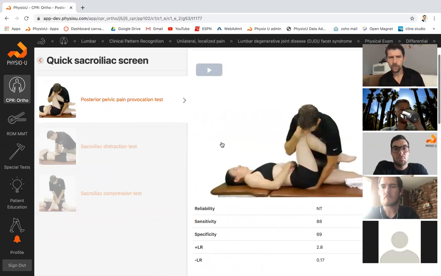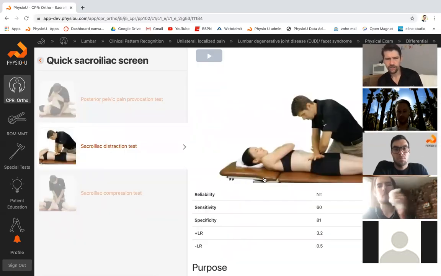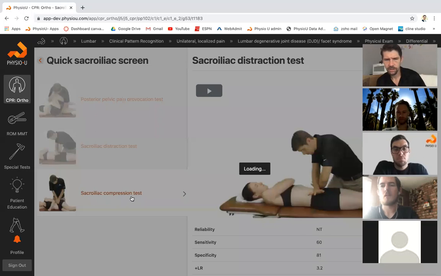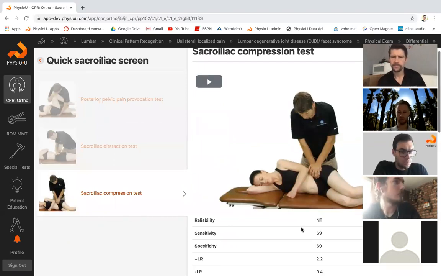So that's why they've decided to pair them up with now your distraction, where you're pushing the anterior pelvis apart, and compression, where you're pushing down, and this can be done supine or sidelying. But again, now you're trying to compress the SI joint.